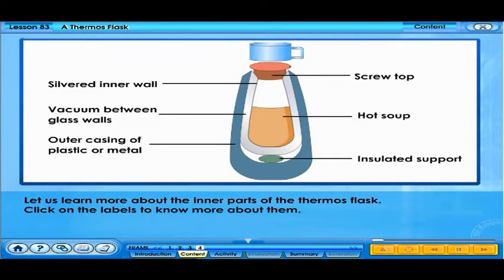Let us learn more about the inner parts of the thermos flask. Click on the labels to know more about them.